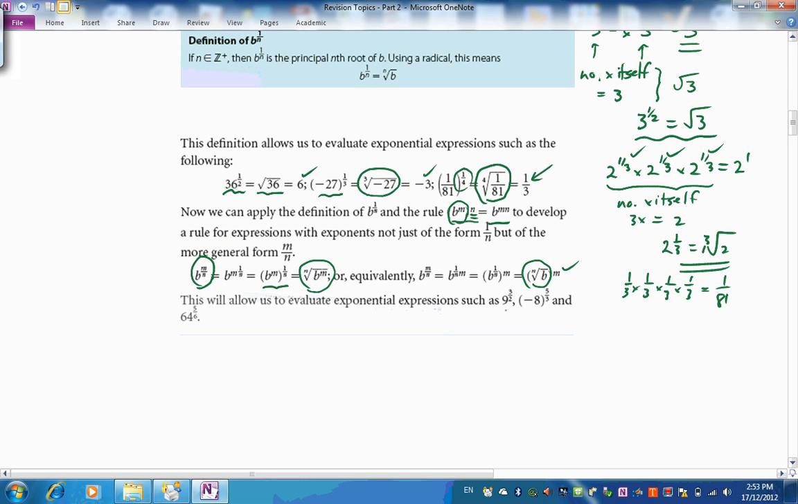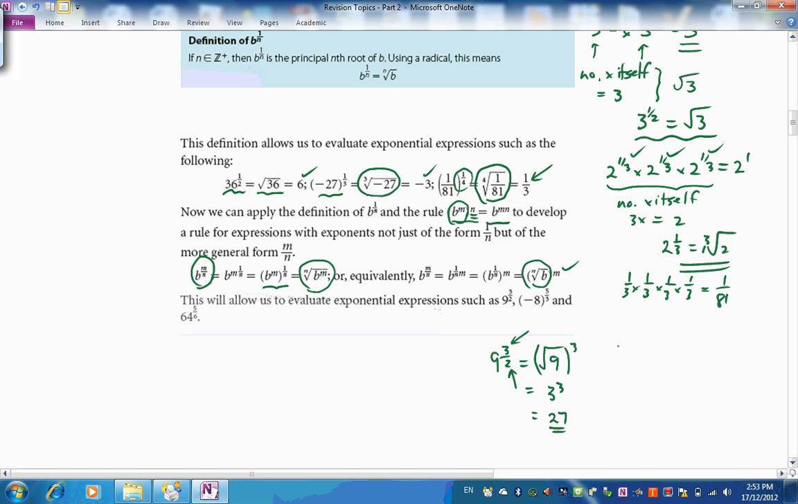Let's have a look at this little one here. 9 to the 3 over 2. Best probably thought of as the root of 9, all cubed. Think about the two parts. The denominator means the root, and then this is cubing it. The root of 9 is 3. 3 cubed then is 27. Getting quite interesting, isn't it?